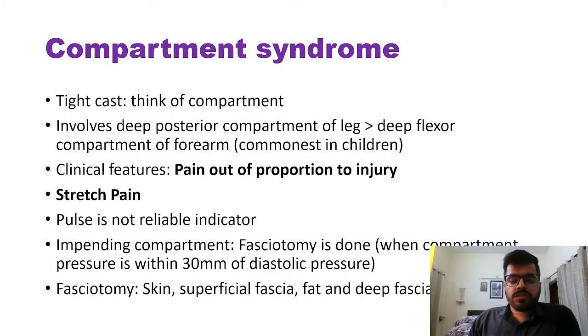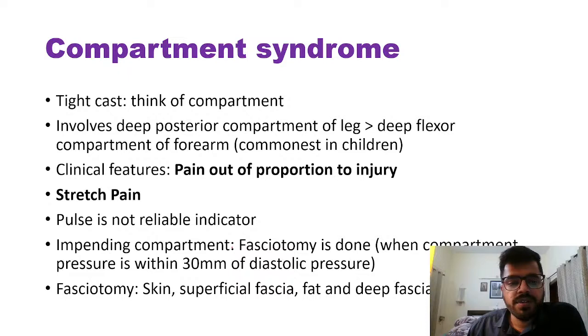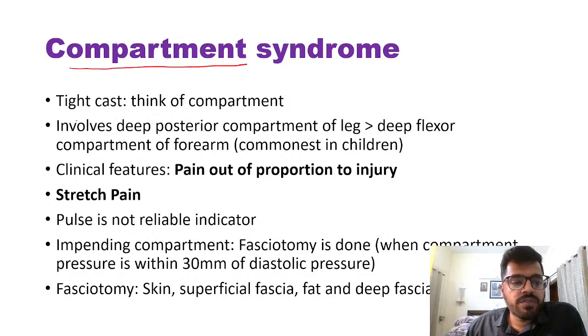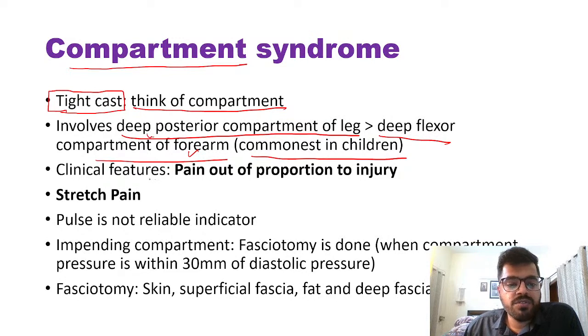So that's it with the upper limb fractures. Now we'll discuss compartment syndrome. Whenever there's a tight cast, if the question mentions there was a tight cast, you should think of compartment syndrome. It involves most commonly the deep posterior compartment of the leg, followed by deep flexor compartment of the forearm. Forearm one is more common in children, the deep forearm compartment. In adults, usually it is the deep posterior compartment of the leg.